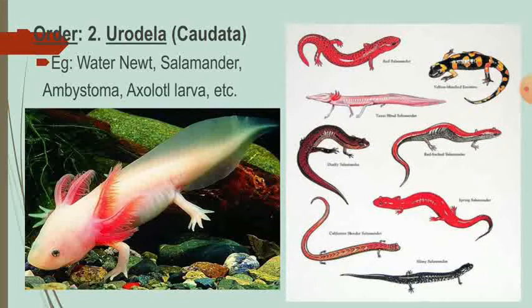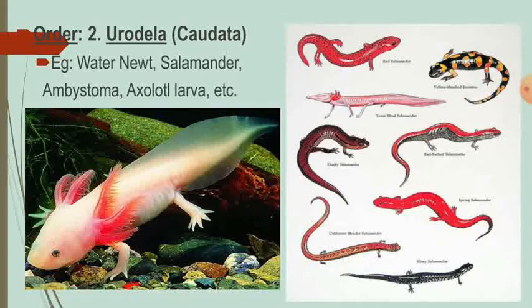Necturus. You can see here salamanders. A variety of salamanders are present. Water newt. Water newt is nothing but Necturus. In salamanders there are different types: blind salamander, spotted salamander, European salamander. There are many salamanders, Ambystoma and axolotl larva, etc. These are some of the examples which come under the order Urodela.